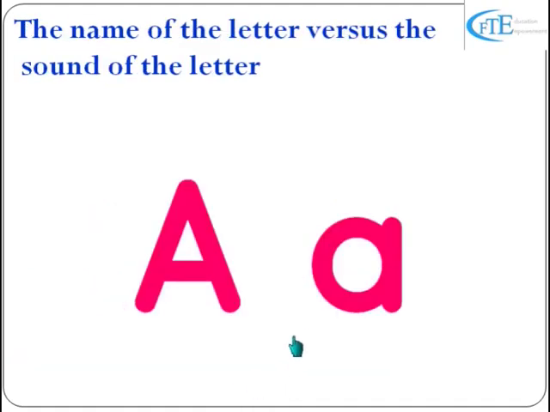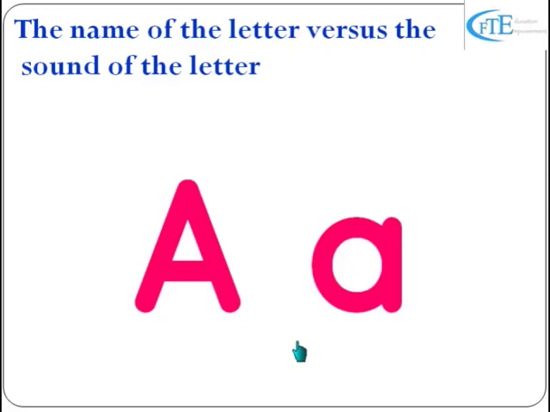Now, in phonics, we look at two aspects of a letter. A letter has a name and certain sounds associated with it. For example, this letter has the name A. And one of the sounds associated with this letter is the short A sound. For example, "and." Did you notice the A sound at the beginning of that word?